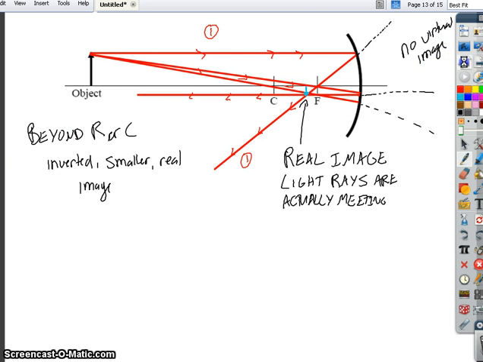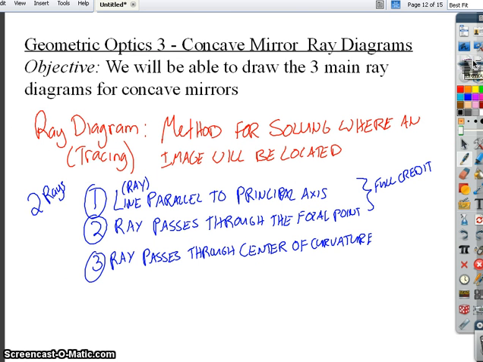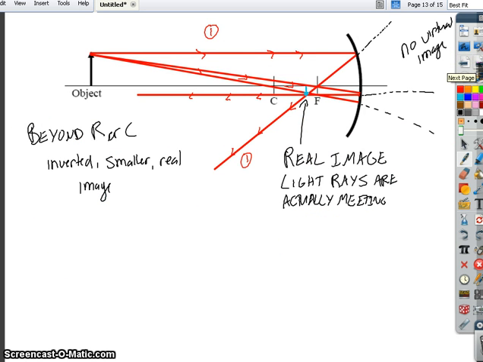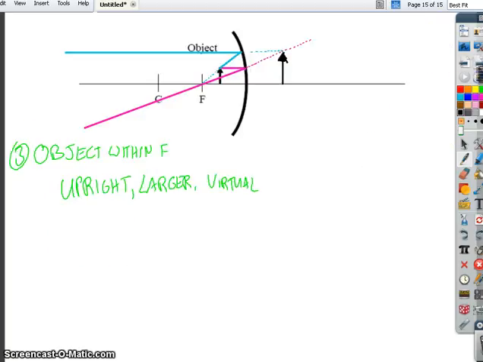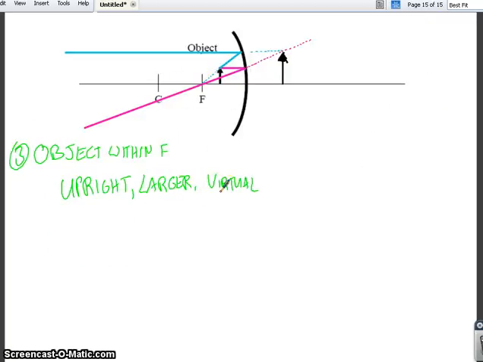So those are the 3 ray diagrams for concave mirrors, okay? Our first one, beyond C, is going to be inverted, smaller, and real. Between C and F is going to be inverted, larger, and real. And then within F is going to be upright, larger, and virtual. So these are very difficult to memorize, and you're going to have a lot more coming with lenses next. So it's better not to memorize them, but to practice drawing them.